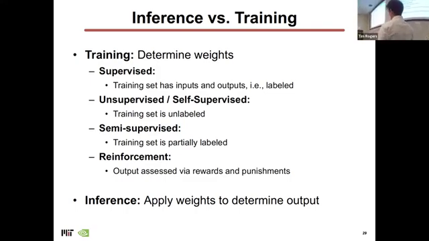Semi-supervised means the data set is partially labeled, so you've got labels for some things, no labels for others. And then reinforcement is when the output is assessed by rewards and punishments. So reinforcing whether or not you got the thing right is one particular way that you can train these things. Okay, so there's a bunch of different ways to train. There are different algorithms to train, and that entire class is used to determine the weights.